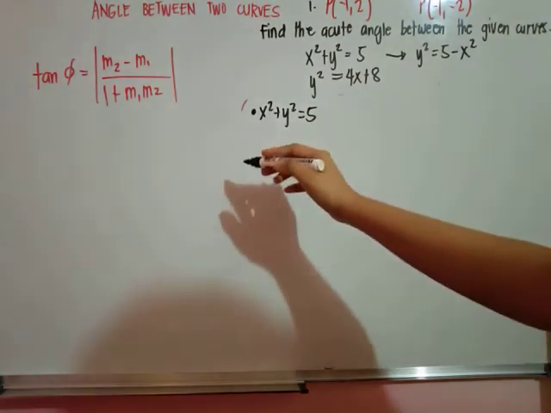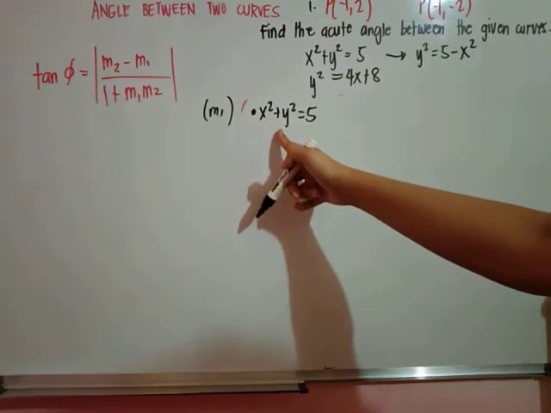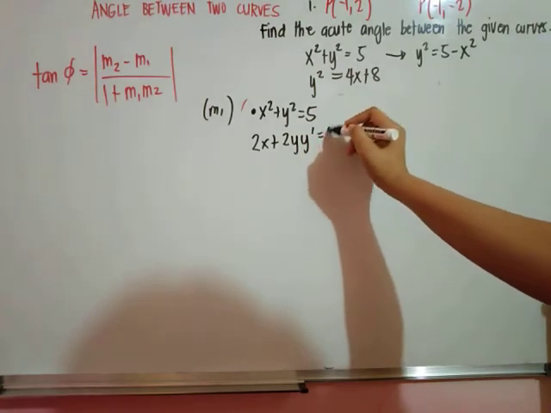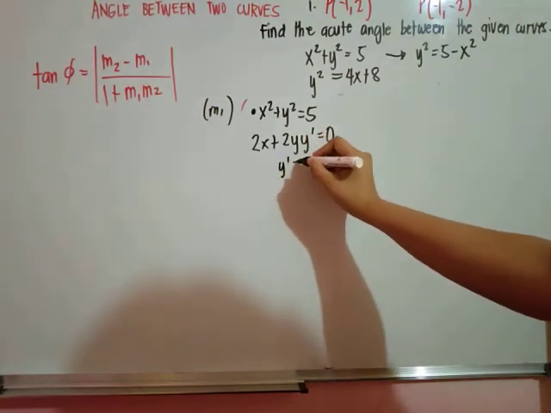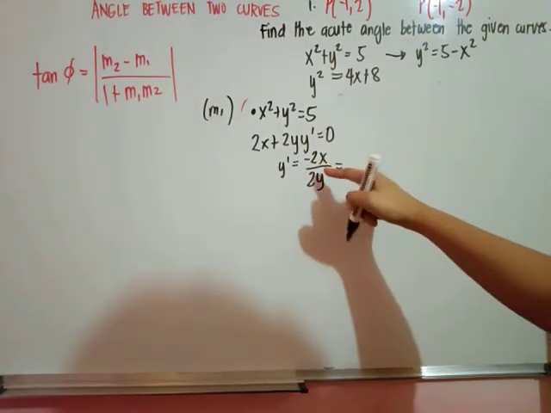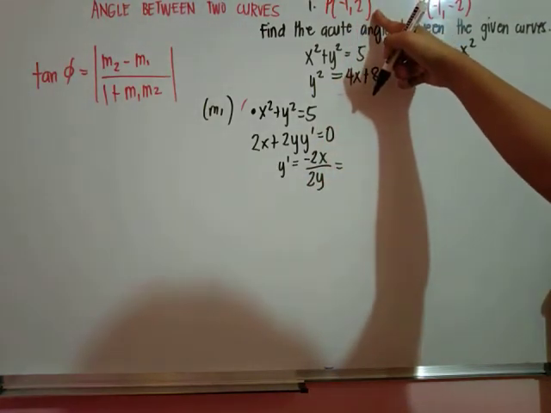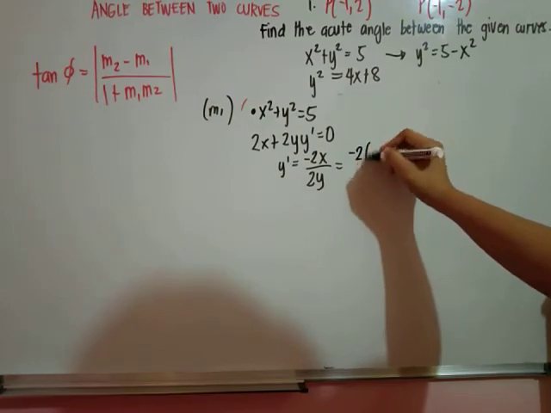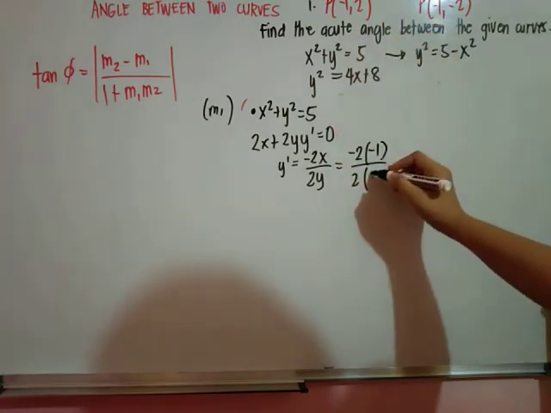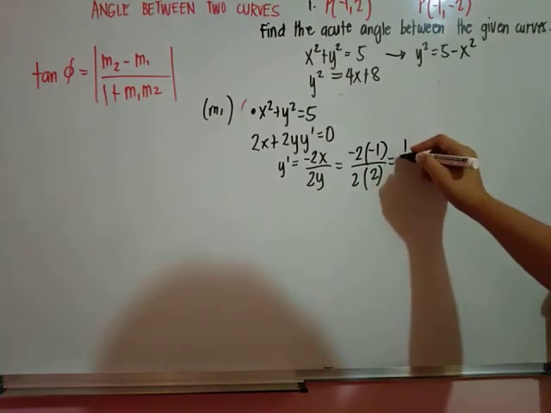So, pag kinuha natin yung slope niya, we have to get the first derivative. So, we have 2x plus 2y, y prime equals 0. So, y prime is equal to negative 2x over 2y. So, substitute tayo ng value dito. Saan manggagaling yung value na isa-substitute? So, galing dun sa point of intersection, we have negative 2 times negative 1 over 2. Yung y is 2. So, we have positive 2 over 4. We have 1 half.